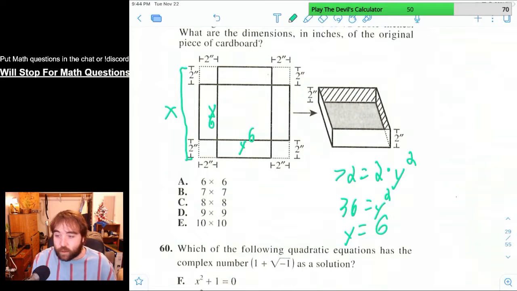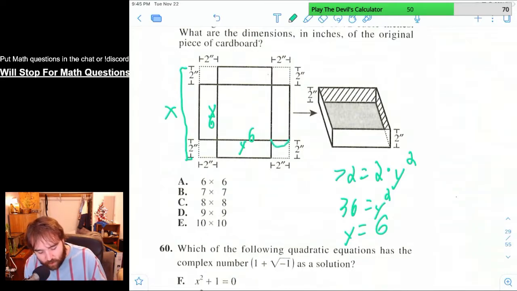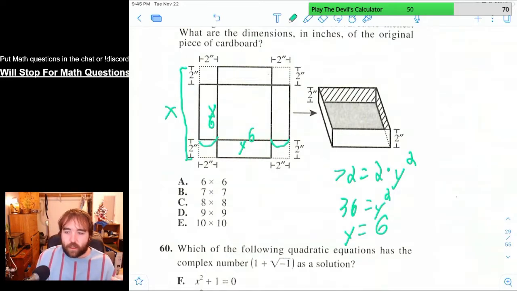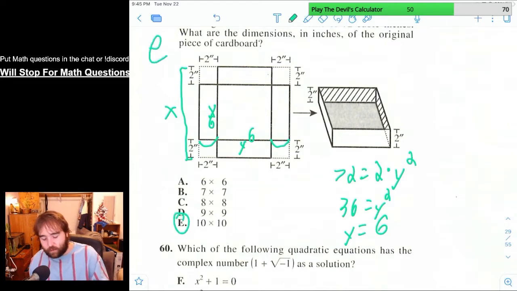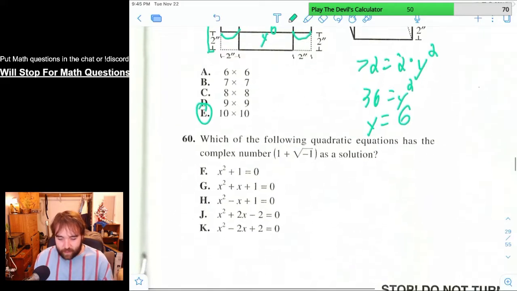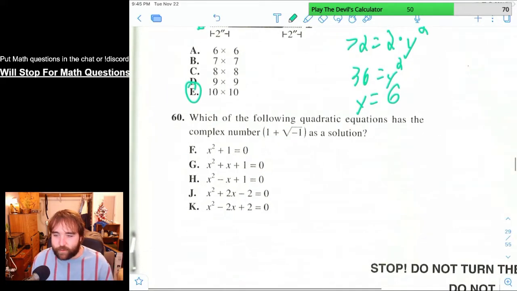So then just quickly think about what that actually means for the dimensions of the original box. You've got to add 2, and don't forget that you've got to add 2 to both sides because we cut it off from both sides. So the original is a 10 by 10. That was a fun problem. And lastly, just over 30 minutes for the whole thing.